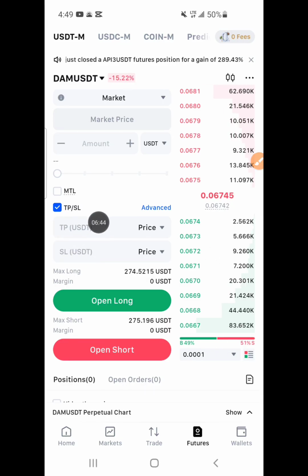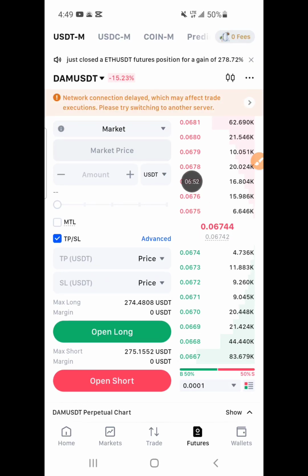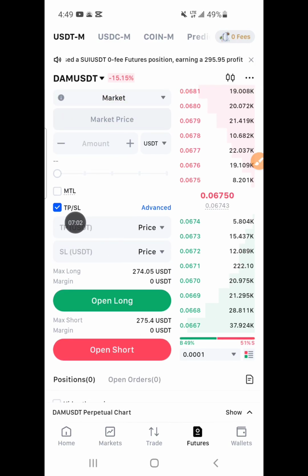This is your TP, this is your SL. So before you determine what price you want to use to enter, you must check the present price of the pair. The present price of this pair is $0.06. So I can set my TP.